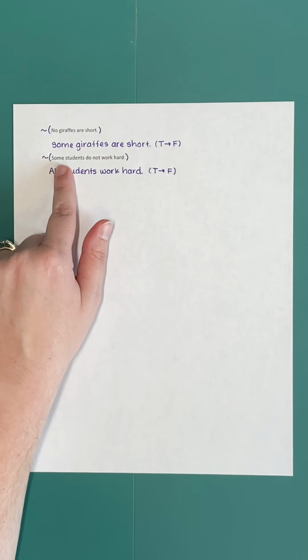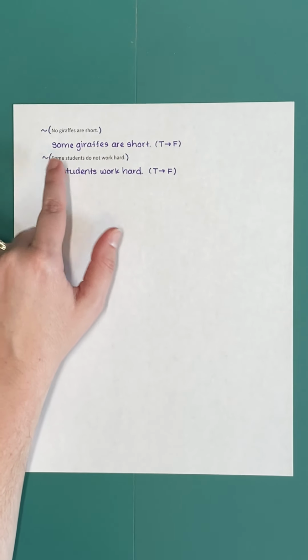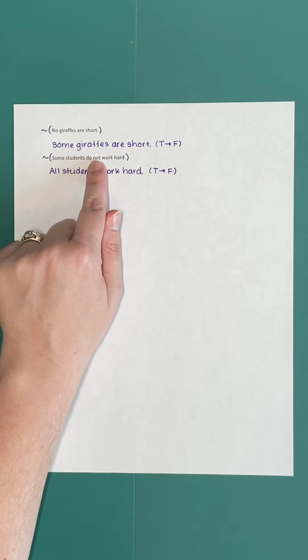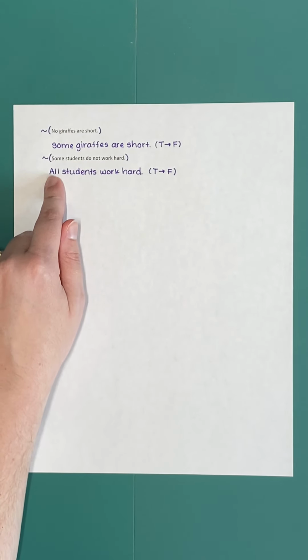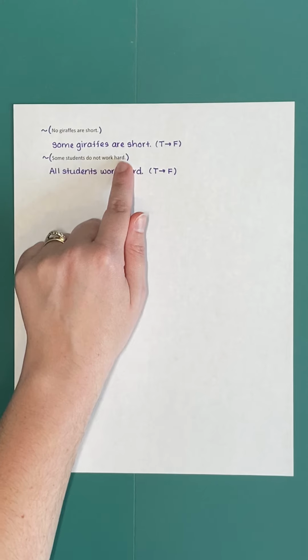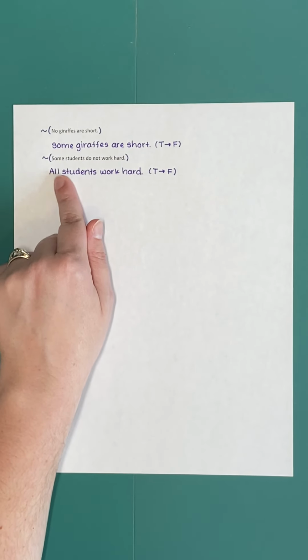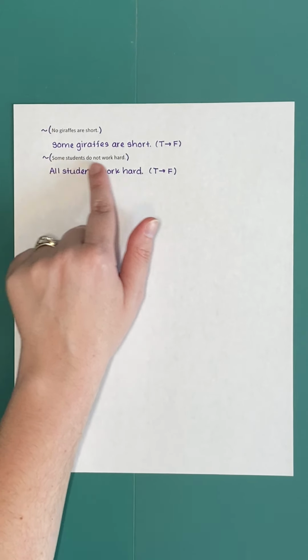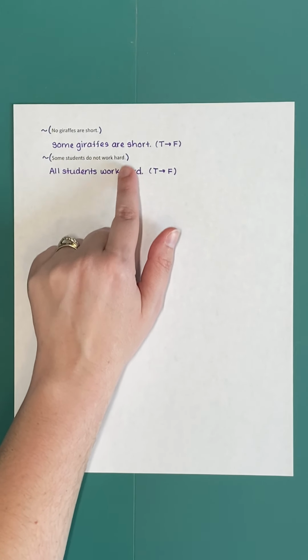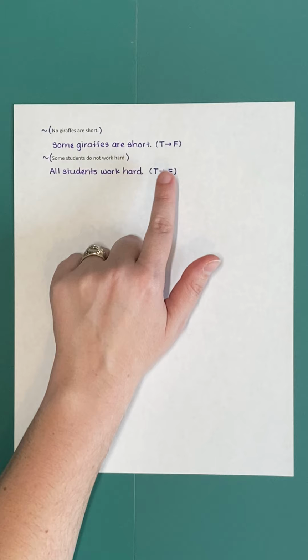And then last, some students do not work hard. So we have partial and negative. We negate it, and we go to all-encompassing and positive. So some students do not work hard; the negation, the opposite statement, is all students work hard. And so we go from what I would consider a true statement to a false statement. I wish it was a true statement, but unfortunately, I think in a lot of situations, it's a false statement.